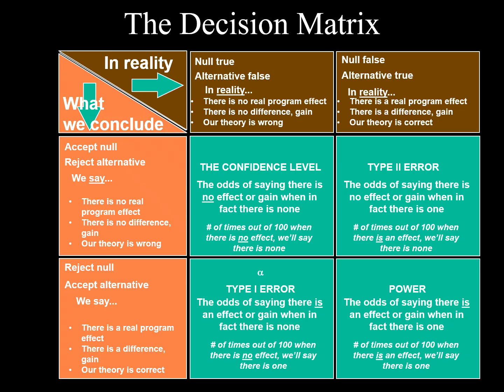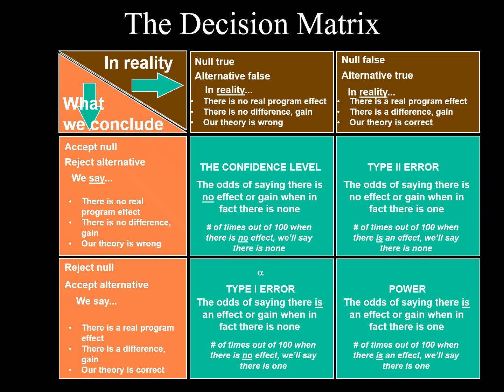And what we get is a decision matrix. So at the top in the brown column, we have reality. So for example, the null hypothesis is true, the alternative is false. In reality, there is no program effect. There is no difference. Our theory is wrong. Or the null hypothesis is false and the alternative is true. There is a program effect. There is a difference. There is a gain. Our theory is correct. So that's the reality.